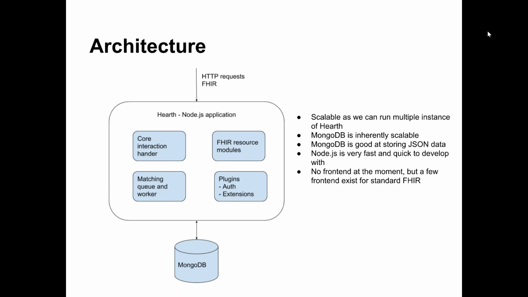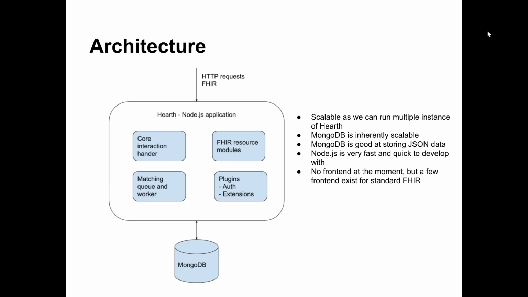Also, the choice for choosing MongoDB is that it's very good at storing JSON data, and that's basically what FHIR supports. So JSON data can be stored natively and queried natively. Node.js, the platform on which Hearth is built, is very fast, and not only fast in terms of performance, but it's also very quick to develop with, to add new features and to change. For us to implement new features into Hearth, using Node.js as a platform makes it quite a lot faster than other similar technologies.